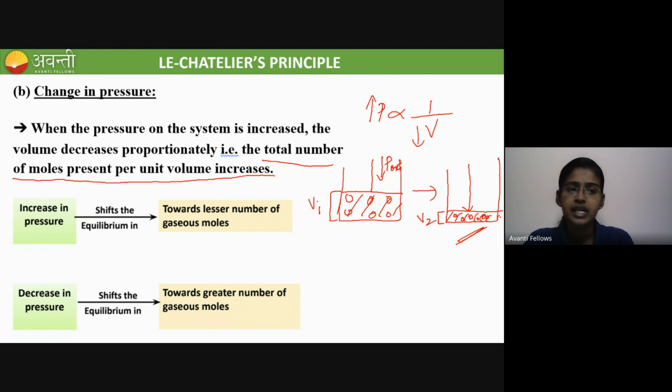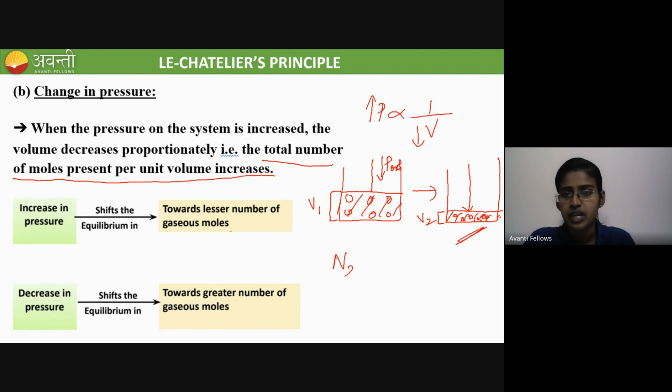Now if I increase the pressure, the equilibrium will shift to the direction in which the lesser number of gaseous molecules are there. If I decrease the pressure, if I release the pressure, then it will go to the side in which the greater number of gaseous molecules are there.